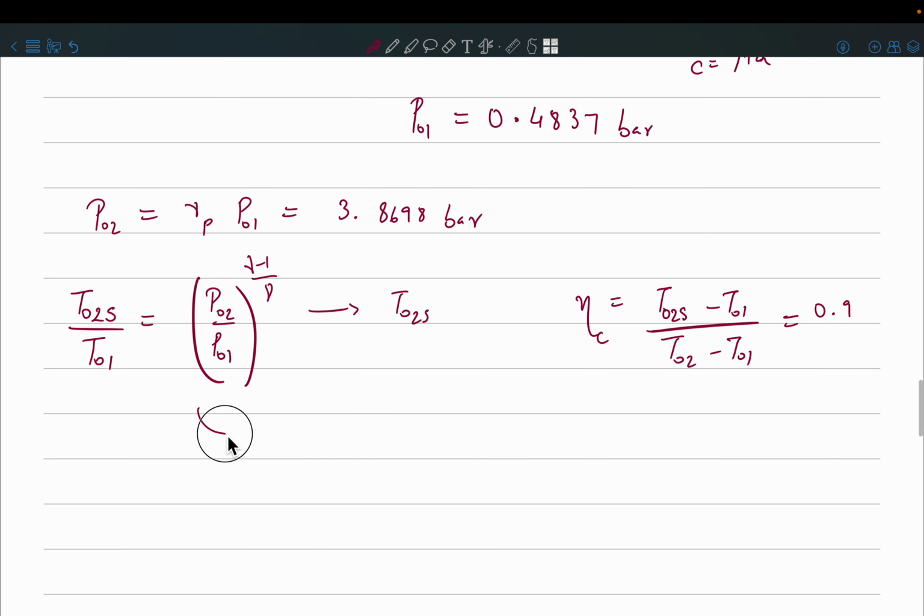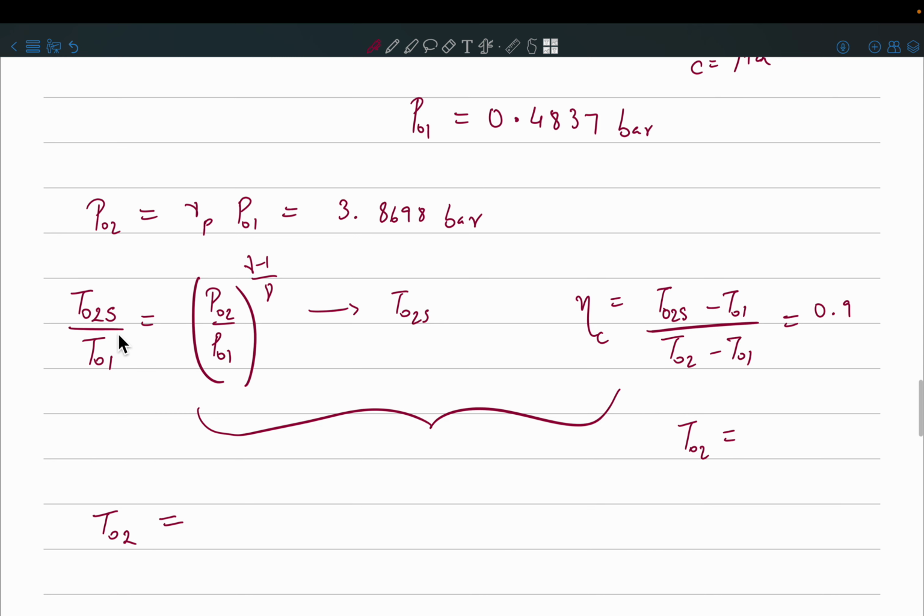You can basically combine these two formulae and write a single formula if you can remember. Yeah, tell me the answer. T02 is? No, that's not the answer I have. No, please try it again.